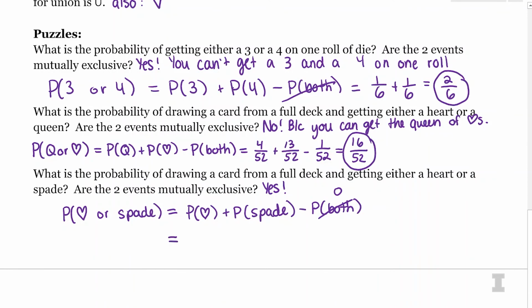So the probability of getting a heart, we said there were 13 hearts in the deck, so 13 out of 52. Plus, how many spades are there? Also 13 spades. So this is 26 out of 52, also known as 1/2 or 50%. And again, we've seen the addition rule in action here.